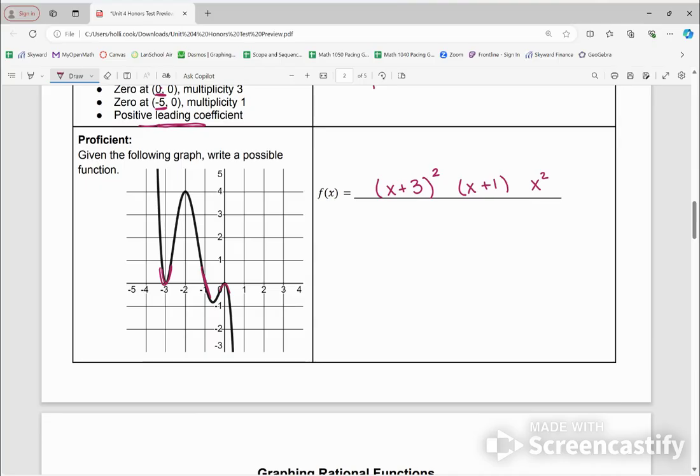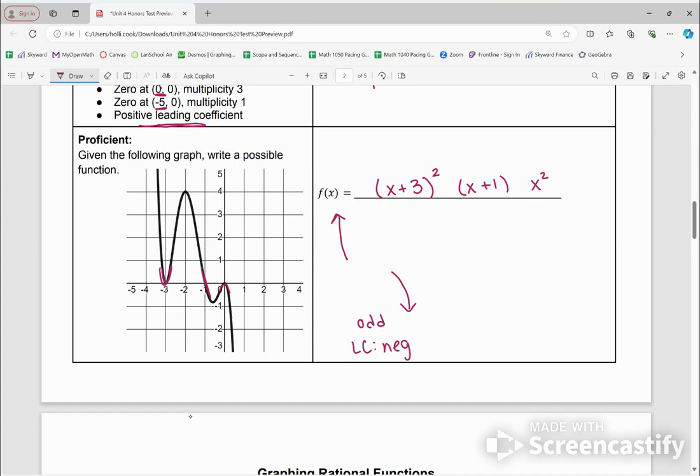Okay, now the last thing we need to check is our leading coefficient. So the end behavior for our graph goes like this. Okay, since they're going in opposite directions, I know it's an odd degree. Okay, and now we need to decide if the leading coefficient is positive or negative. Okay, and in this case, it's going to be negative.